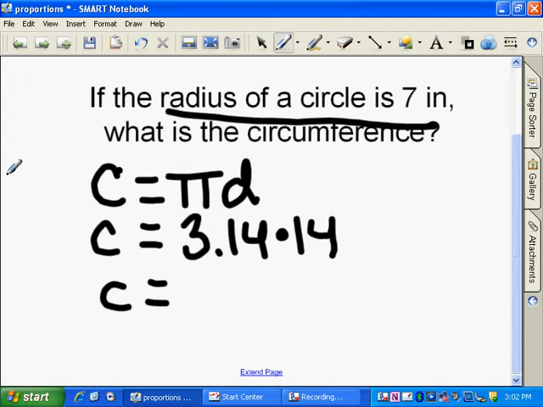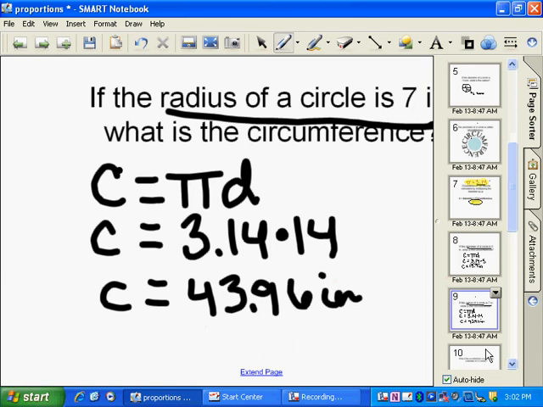And we get 43.96 inches. So if a circle has a 7-inch radius, then it has a 14-inch diameter, then that means it's 43.96 inches all the way around. And there's no need to round unless the directions tell you to round to a certain place, or if it goes on for a long time, you could round to the nearest hundredth, but otherwise just write what it says. That way you're just getting as close to the real answer as you can, okay?